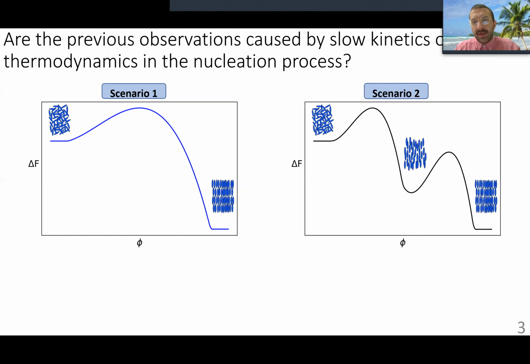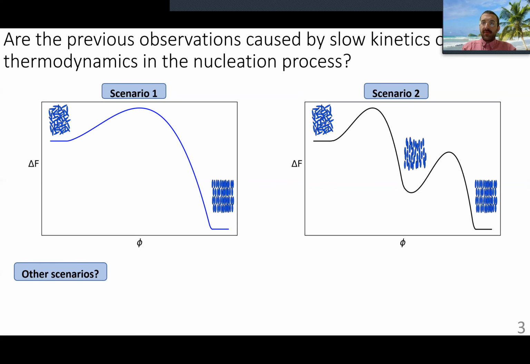Now, there's another scenario where there's a thermodynamically intermediate phase in between the crystal and the melt that mediates that process. So the melt has an easier path to transform to the intermediate phase before going to the crystal, and then the intermediate phase transforms to the crystalline lamellae. Now, is it scenario 1 or scenario 2, or perhaps a combination of the 2 or other scenarios?